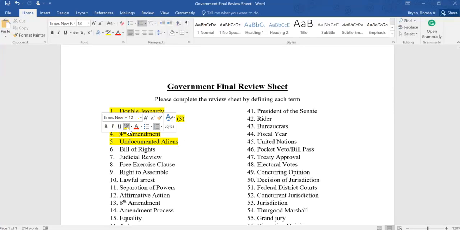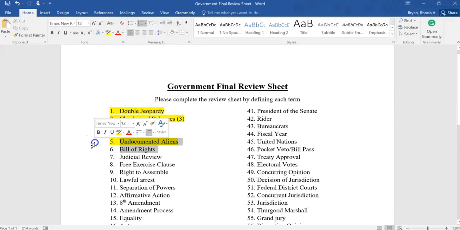Undocumented aliens. There's a question over that, and that's very defining. A lot of these questions are just defining what they are, but there are so many different terms. That's where you get confused. So an undocumented alien is someone who enters the United States without formal legal procedures. Someone that does not have papers. An undocumented alien is someone who enters the United States without legal procedures or documentation.